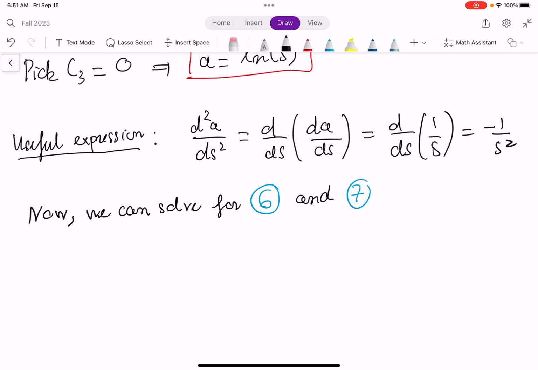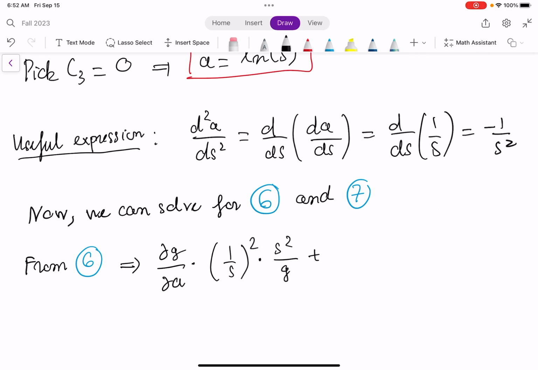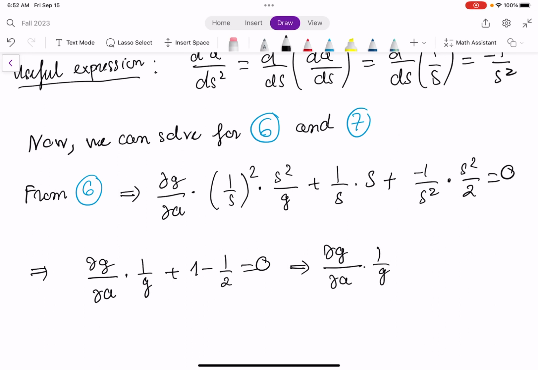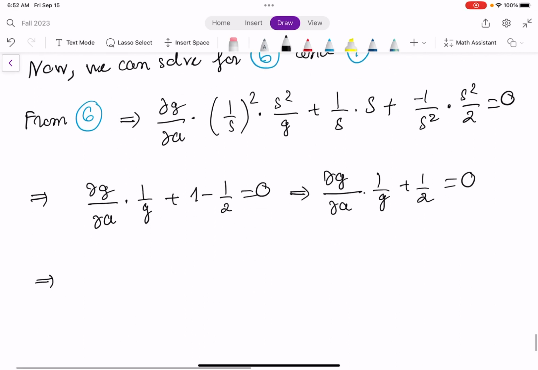So from 6, if you plug in everything we just got, replacing dA over ds and d squared a over ds squared, you get partial g with respect to a times 1 over s squared times s squared over g, plus 1 over s times s, plus negative 1 over s squared times s squared over 2, equals 0. Let's simplify this. You get partial g over partial a times 1 over g plus 1 minus 1/2 equals 0, so partial g over partial a times 1 over g plus 1/2 equals 0, so partial g over partial a times 1 over g equals negative 1/2.